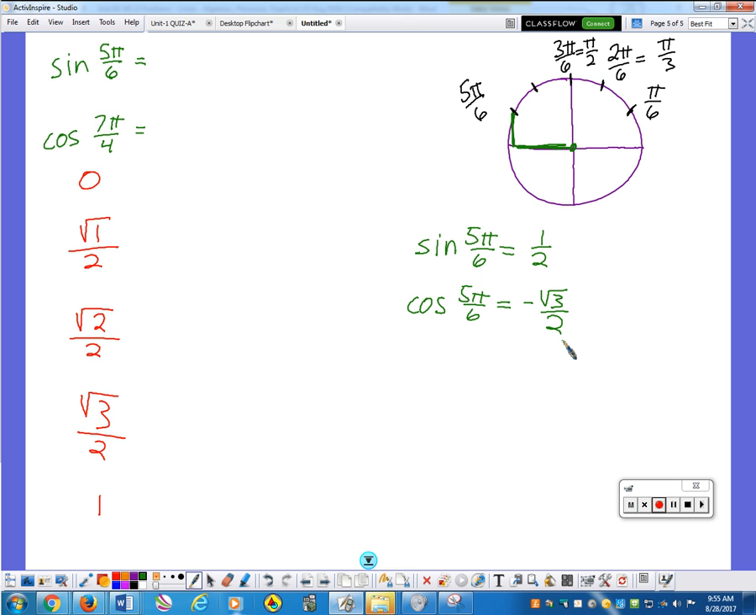So that's my method of using the unit circle. I don't memorize the whole thing. I just kind of recreate what I need. Can you do that last part again? Uh-huh.